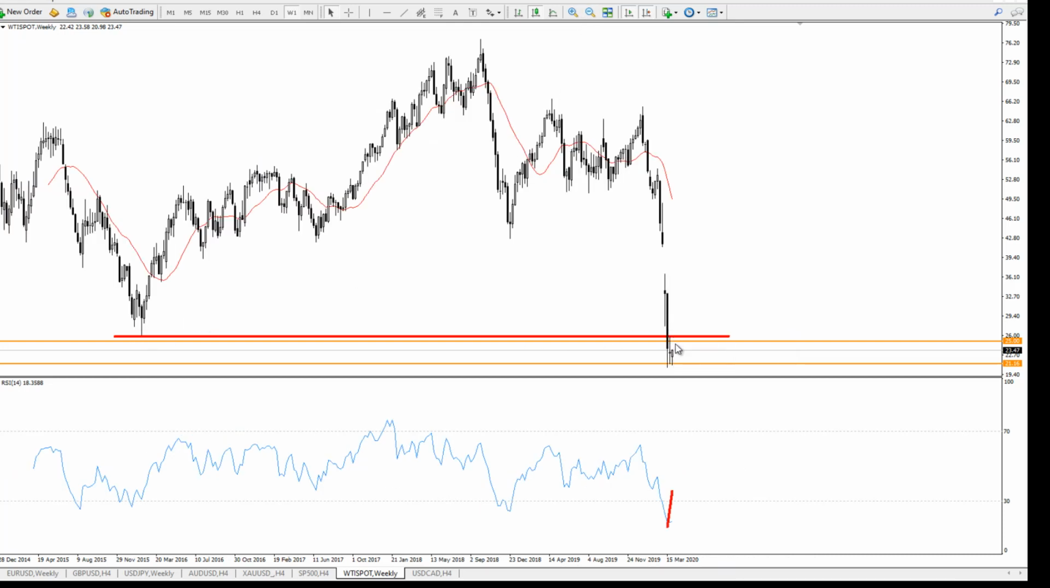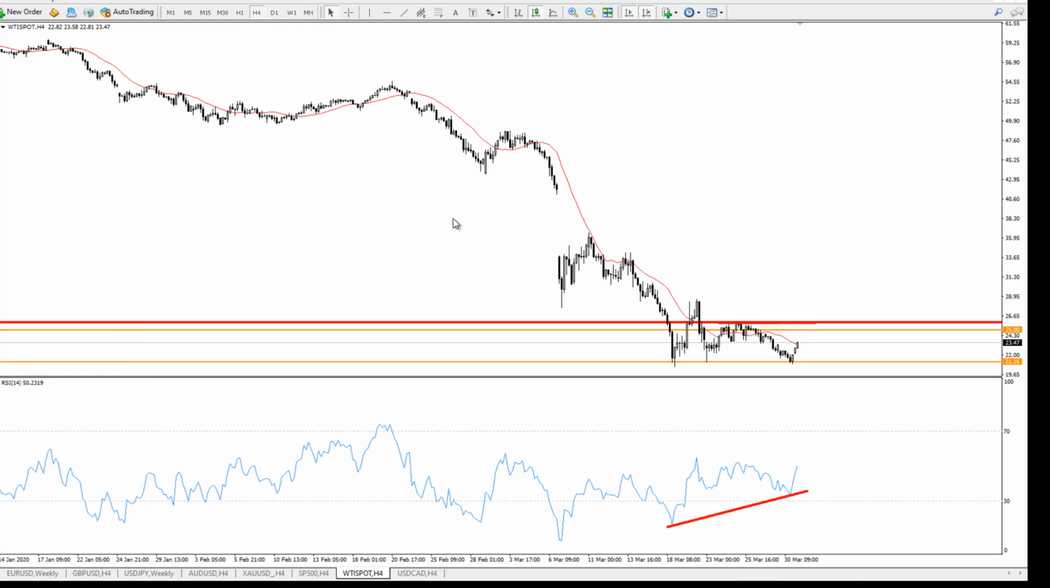We dropped through it. If we could break back above it on those shorter time frames, that's quite significant, and we could be in for a big rally in oil. If we can't, initially we'd probably be looking for some short positions up around this area, because that would be a natural area to sell given the significance of this level.